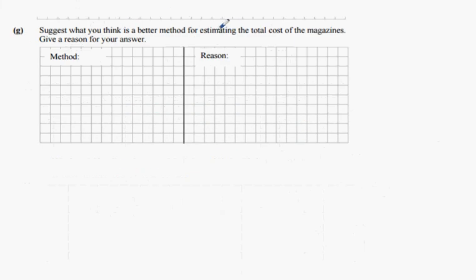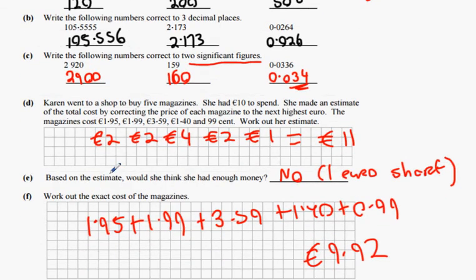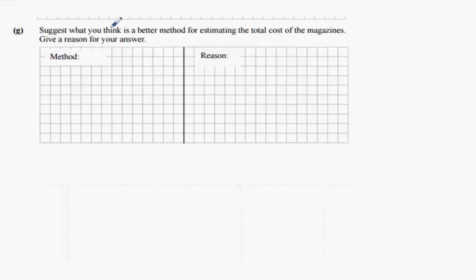suggest which you think is a better method for estimating the total cost of the magazine. What's that about? Did I even say anything? Do we have to work out our own estimate? Yeah. Where does it say that? Work out the rest of the bottom. Where? Of the last six. Work out her estimate. I did. Where does it say we have to work out our own estimate? That's in the question. That's in G. Suggest what you think. Oh, I did suggest a better method.